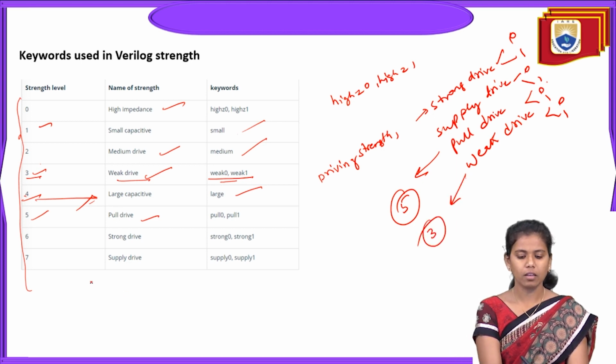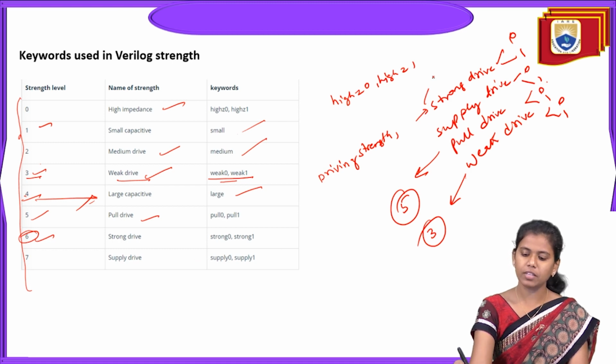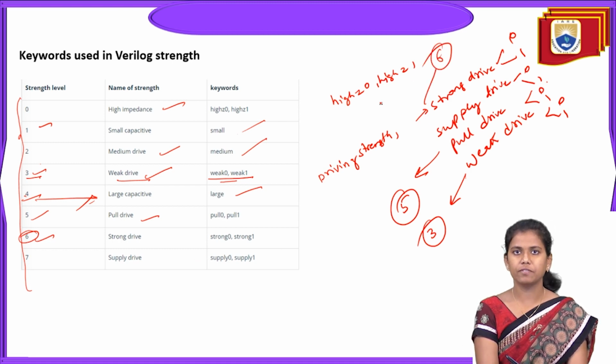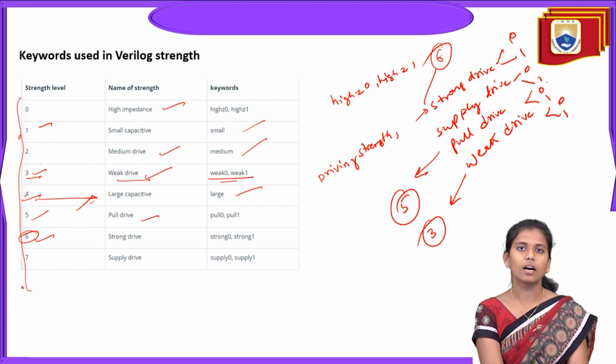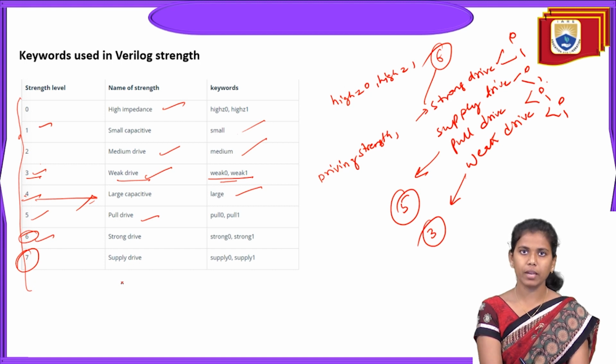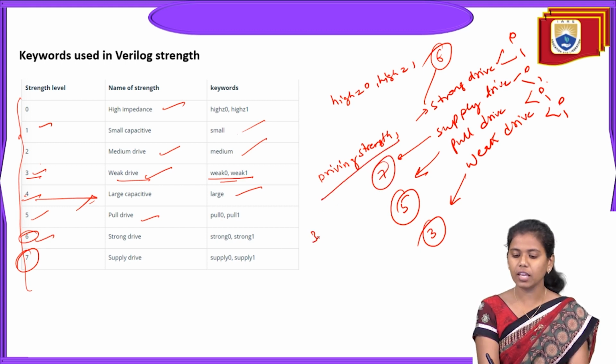And then goes the strong drive, usually strong 0 and strong 1. So 6 is the strong drive. And the supply drive is holding the highest strength level, 7. So the supply drive is 7. So in the driving strength, we see 3, 5, 7 and 6.